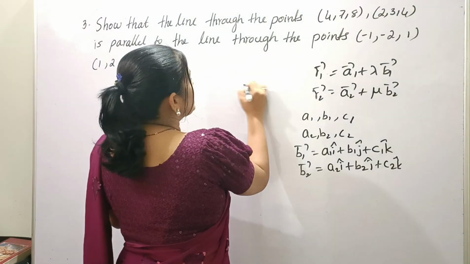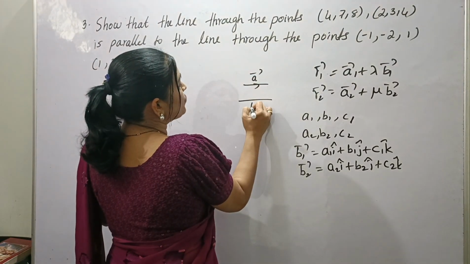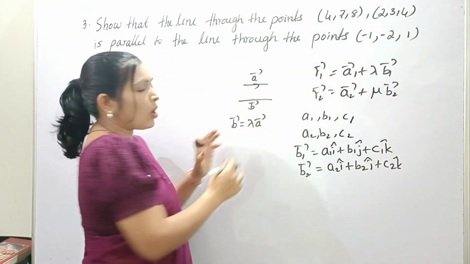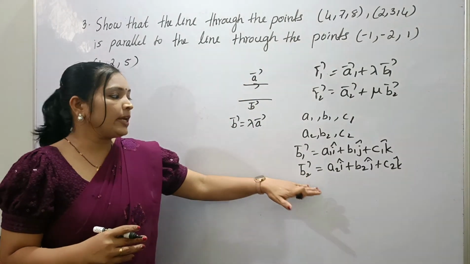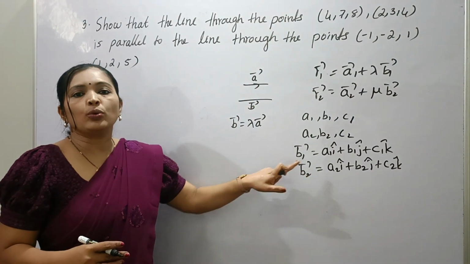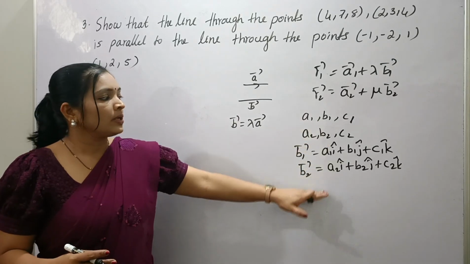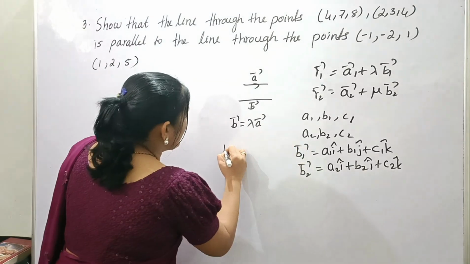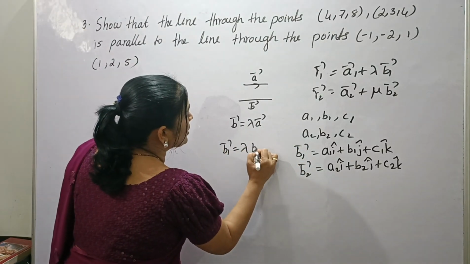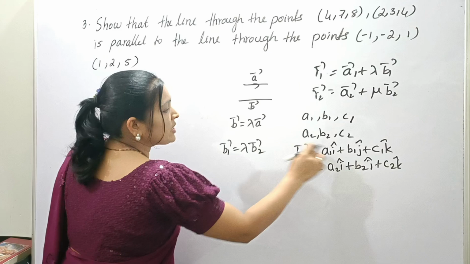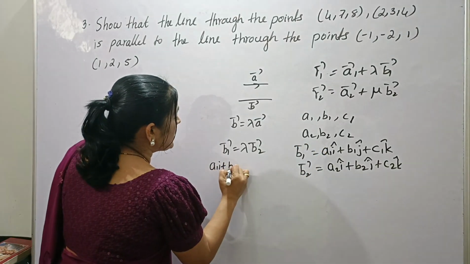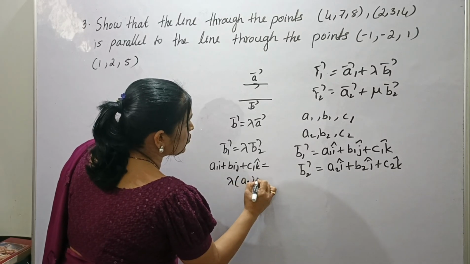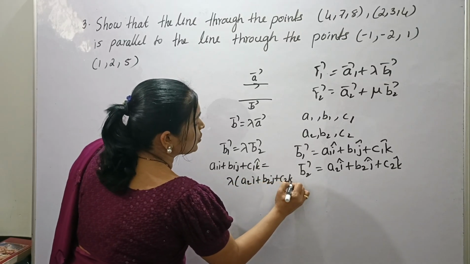We know that, suppose it is vector a and it is vector b, here we can write vector b is equal to lambda vector a because they are parallel. So here also we can write vector b1 is equal to lambda vector b2, because they are parallel. That is, what is vector b1? a1i plus b1j plus c1k is equal to lambda into a2i plus b2j plus c2k.